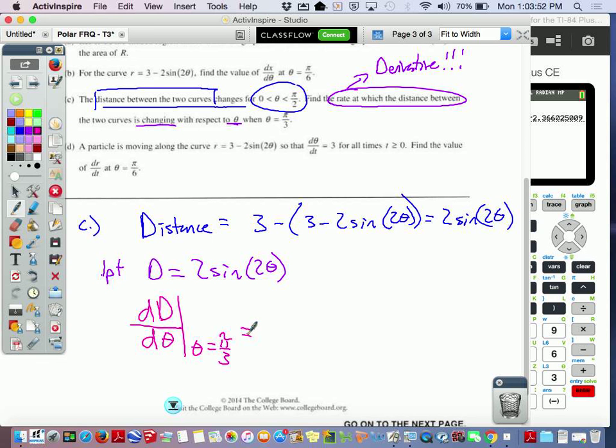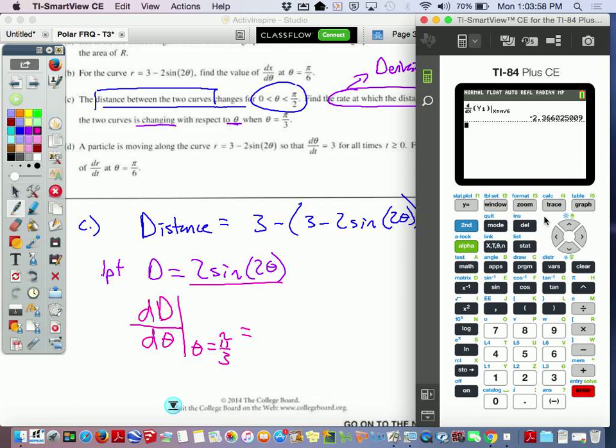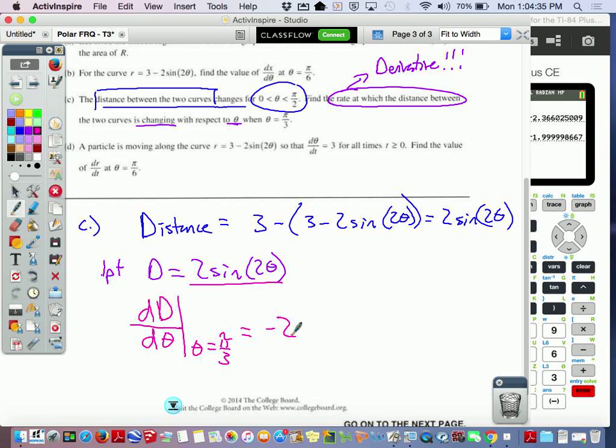And again, we have our calculators. We want to make this easy on ourselves. So we're going to plug this equation into y equals. Back to y equals, and in y2, I'm going to plug in this distance equation, which is 2 sine of 2 theta. Quit out, do math 8. Bring up y sub 2, and then we're going to plug in pi over 3. And it gives me back negative 1.99999. We can certainly write that. That would also be okay to round to negative 2.